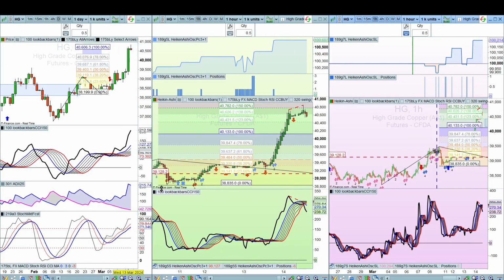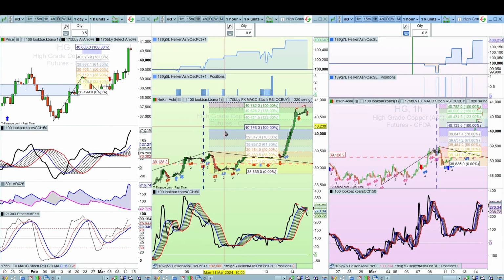So again, make sure you're trading in the direction of the weekly and daily on the CCI 150 and taking the trades on the 1 hour chart. Of course, you can trade on the smaller time frames like 15 minute or 2 hours, or 4 hours, whatever time frame you're looking at, but always look at the bigger time frame. So if you're trading on the daily, look at the weekly and the monthly.